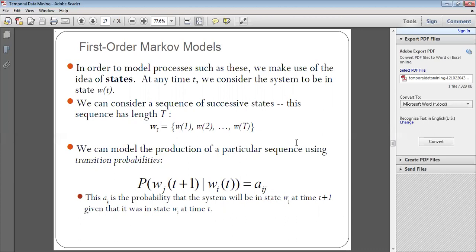So we can say that Aij is the probability that the system will be in state Wj at time t plus 1, given that it was previously in state Wi at time t. It means that at time t we are in the Wi state, and with probability Aij we can move to the next state Wj at the next time t plus 1. So there is a sequential chain between the related events, which are ordered, and they are related to each other with a certain probability. That's about the Markov model.